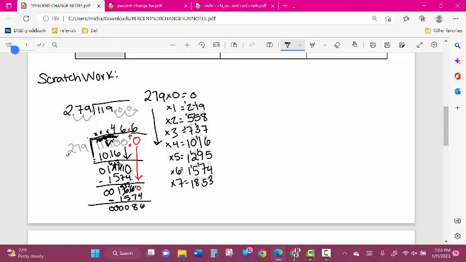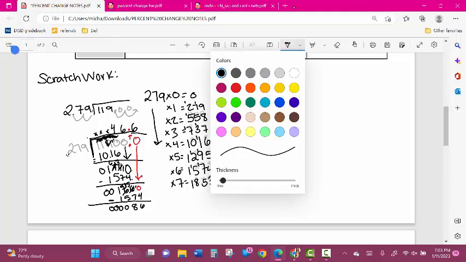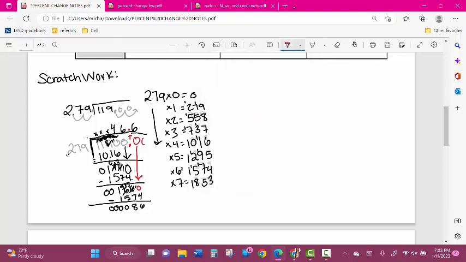That's okay though. Okay, I still have numbers here, and I'm working with money, so I know I need at least 2 decimals, right? So I will add in another 0 and drop it down. So now I have 279 going into 860.